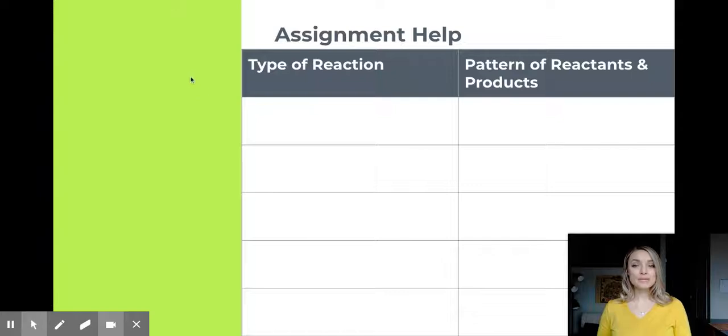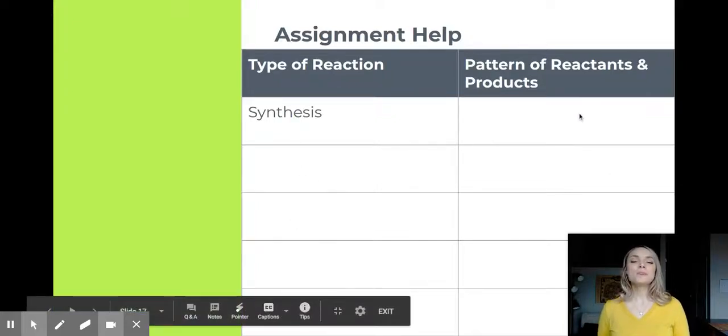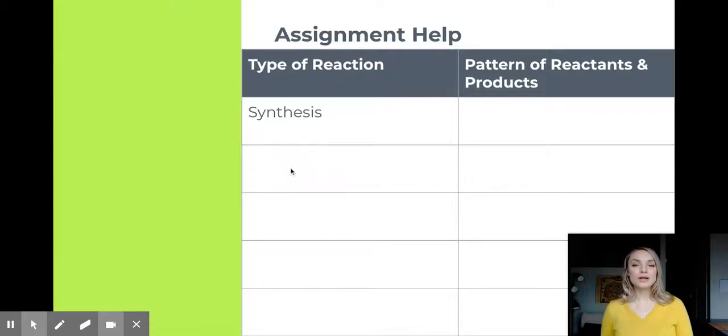So that should look a little something like this. I'm going to start off with my type of reaction, and I'm going to start off with synthesis. So I'm going to write synthesis in this box. And yes, you can copy what I write for the first one, but I'm only going to do the first one with you. So for the next box, you would write a different type of reaction that we talked about today, and then you would fill out all 5. But now that I know that I'm starting with synthesis, I want to think of the patterns that I see for the reactants in synthesis.